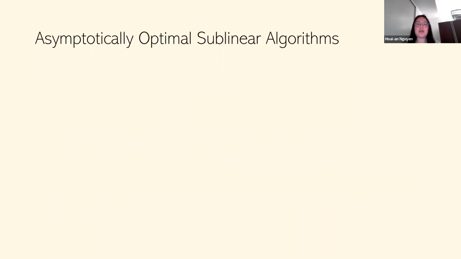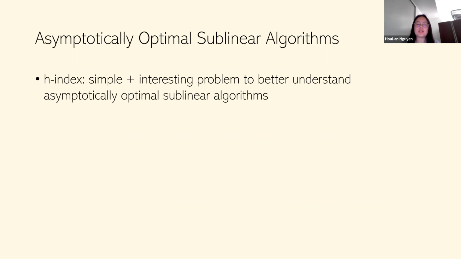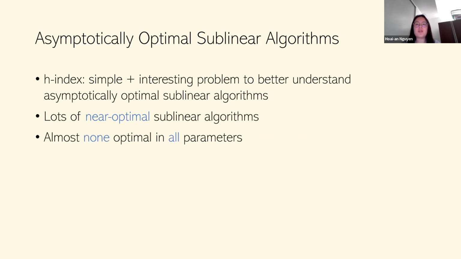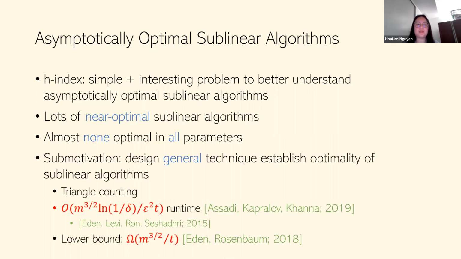The other motivation is to better understand asymptotically optimal sublinear algorithms. The h-index problem itself seems simple and yet interesting, so that we can better understand optimal sublinear algorithms. Currently in the field, there are a lot of near optimal sublinear algorithms. However, there are almost none that are optimal in all parameters, especially the confidence and approximation parameters, or delta and epsilon. This brings us to our sub-motivation, which is to design a general technique to establish the optimality of sublinear algorithms. We showcase this work in our extension to triangle counting.